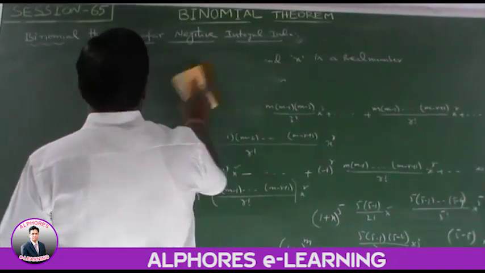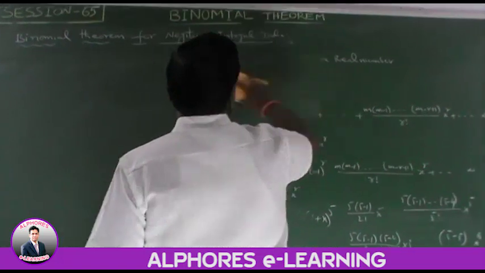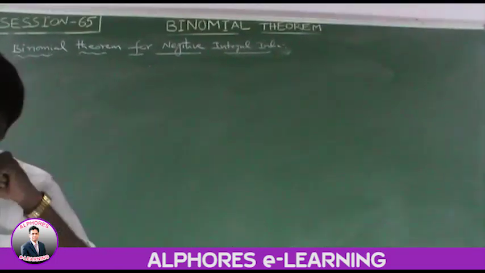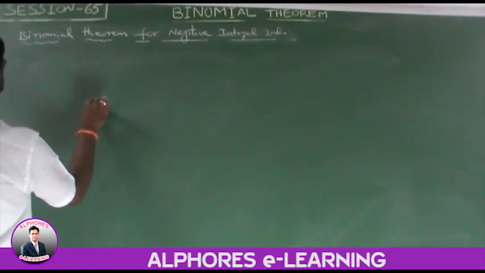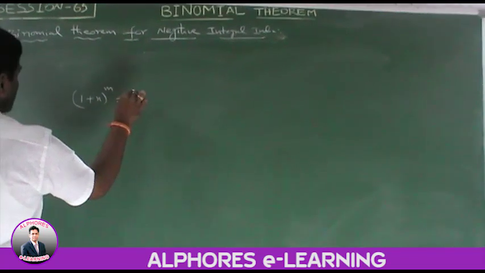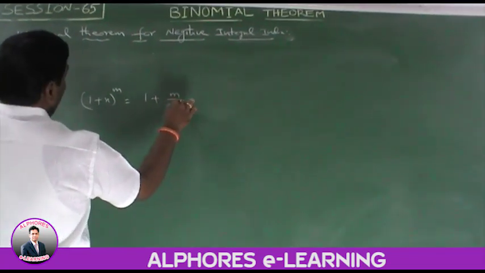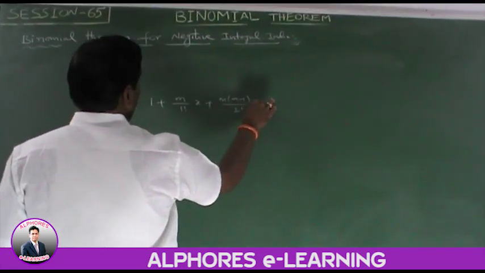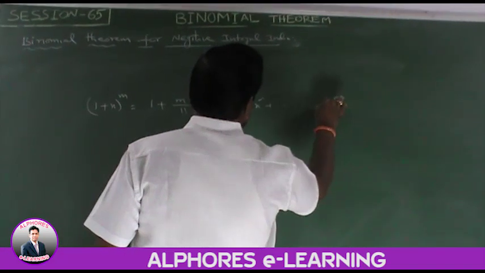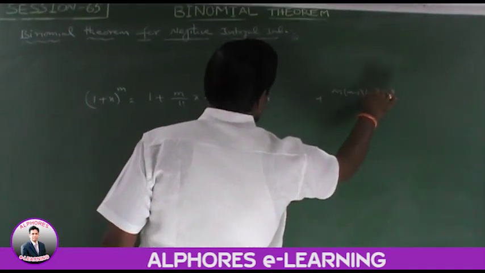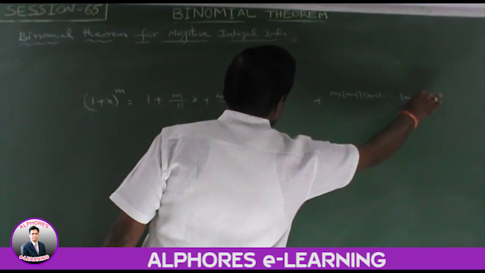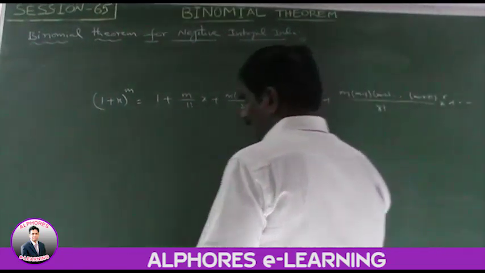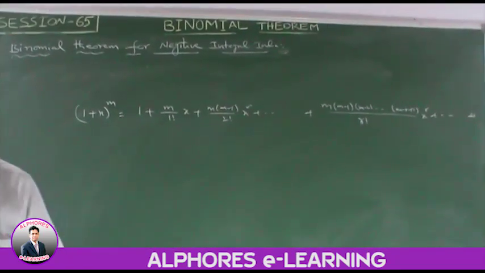Binomial theorem for negative integral index. Please observe this value. Already we know that (1 + x)^m = 1 + m/1! x + m(m − 1)/2! x² + ... + m(m − 1)(m − 2)...(m − r + 1)/r! x^r + ... to infinity. It is the binomial theorem for rational index.